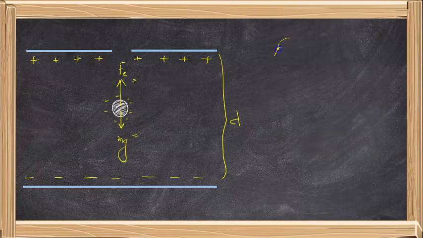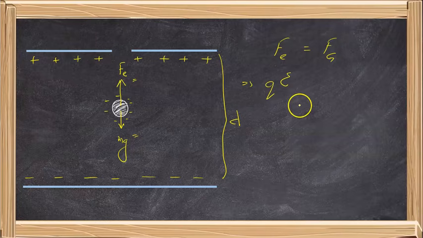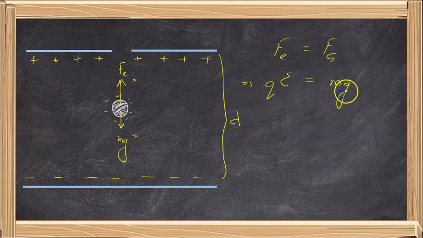So we can write Fe is equal to Fg, that is the gravitational force. Now electrostatic force is given as the charge acquired by the droplet multiplied by the electric field that is generated because the condenser plates are connected with a high potential device. Now that is equal to what? Mass into gravity, acceleration due to gravity.